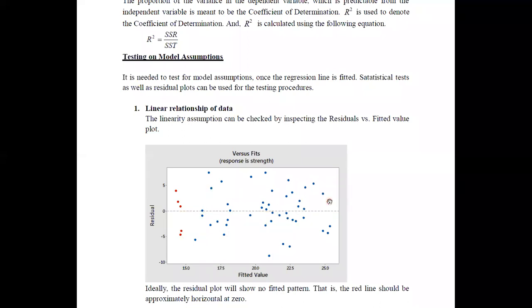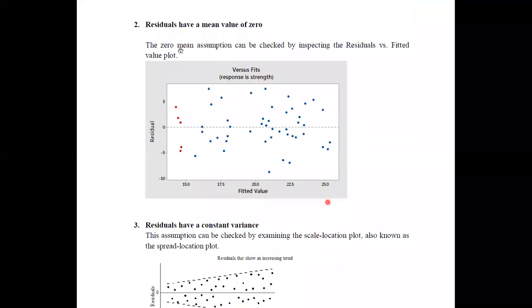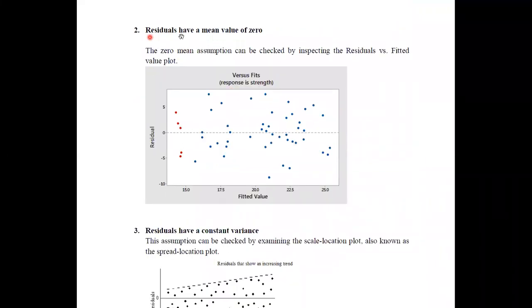And if you move to the second assumption test, the residuals have a mean value of 0. It means that the mean value of the errors should be equal to 0. Therefore, again we can use the residual versus fitted value plot to identify the zero mean assumption. Here, this line denotes the mean value. If you have around the same number of observations above the line and below the line with equal distances, it means that pluses and minuses will cancel out. Therefore, again we can take the mean value equal to 0.